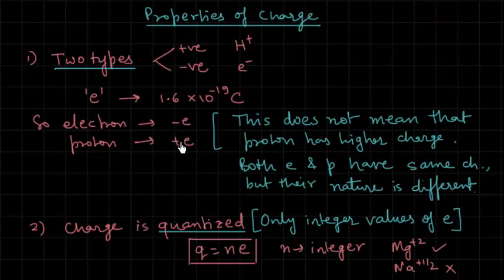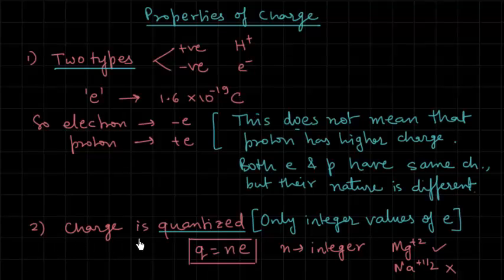Don't think that since this is plus and this is minus, this charge is more than that. It's just that their natures are different. We randomly took one as negative, so the other became positive. This does not mean that the proton has higher charge. Both electron and proton have the same charge, but their nature is different.